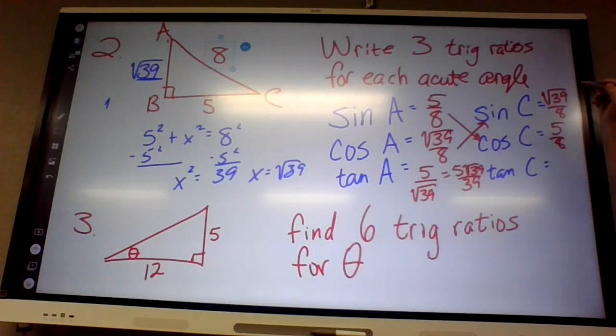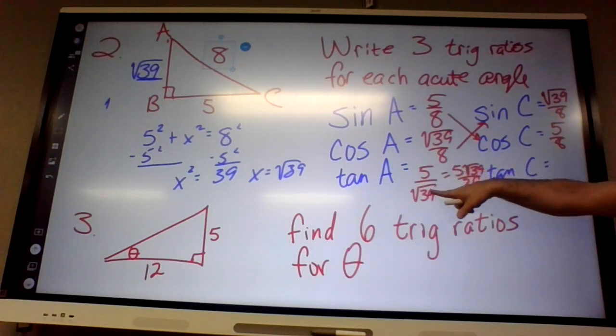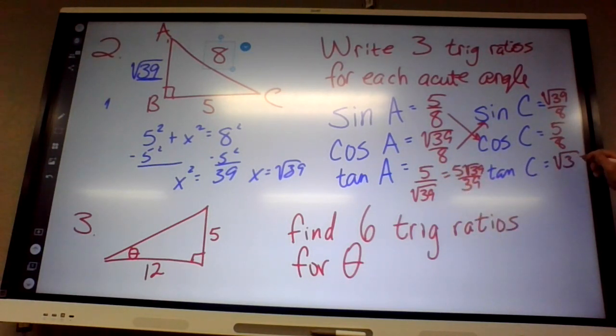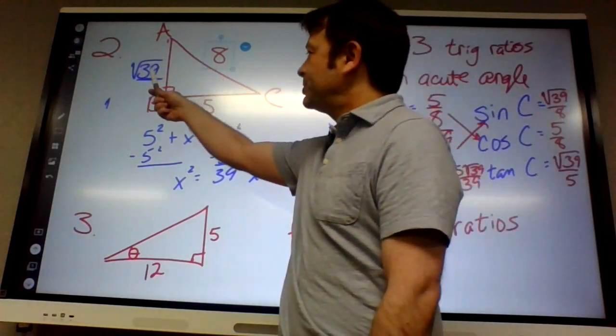When do we flip it upside down? Well, tangent flips upside down and cosecant flips sine upside down. Okay, what's this upside down? Well, this one over here, square root of 39 over 5. Of course, if you screw up the left side and you use that trick, the right side's going to be screwed up as well. So I guess you can check it. Sine of C, opposite over hypotenuse.